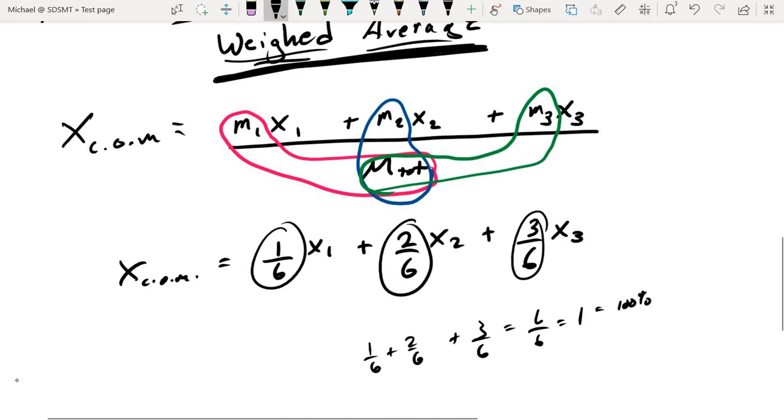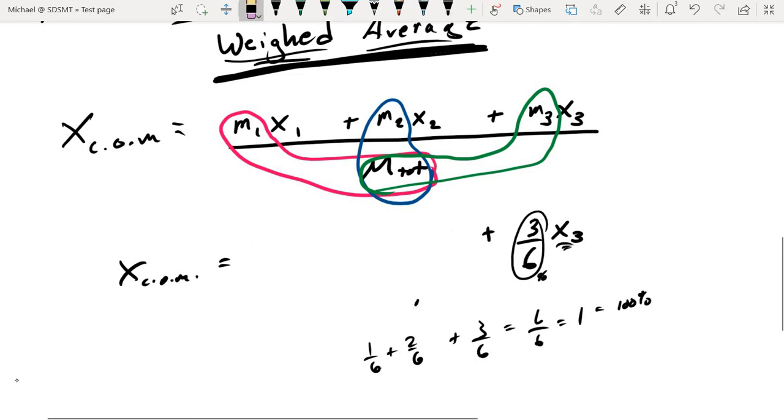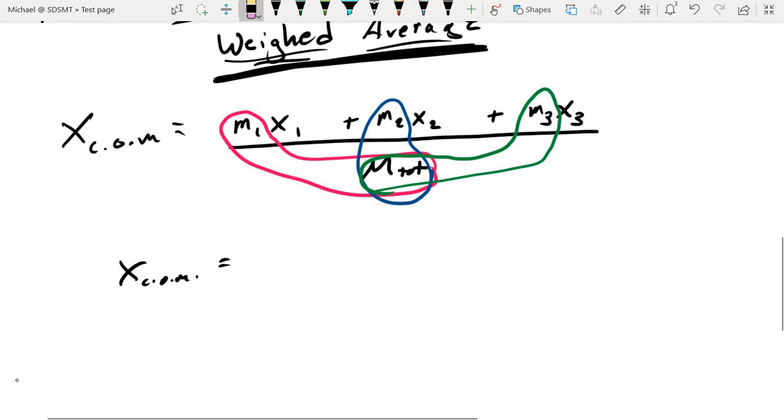So what we've done now is we've taken the location for mass 1 and we've multiplied it against the percentage of the total mass that it accounts for. And then we took the location of mass 2 and multiplied it by its percentage, and then mass 3 times its percentage. Now I usually don't write out the expression with those fractions, but that's just to show all of you how this weighted average process is working.